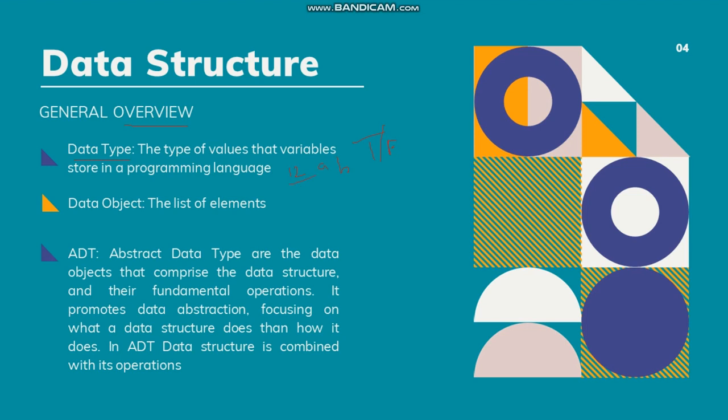A very important part of data structure is the abstract data type. Abstract data types are the data objects that comprise the data structure and their fundamental operations. It promotes data abstraction, focusing on what a data structure does rather than how it does it. Basically, it is not concerned about how it is implemented. It is only focusing on what exactly is the operation being carried out. In an abstract data type, the data structure is combined with its operations.